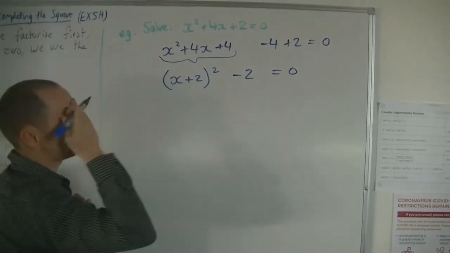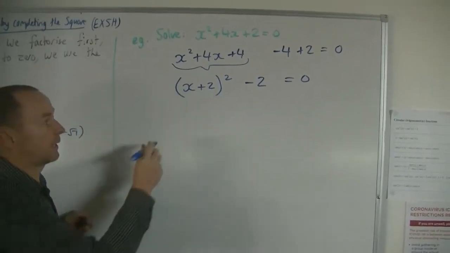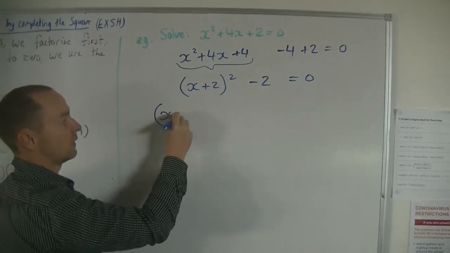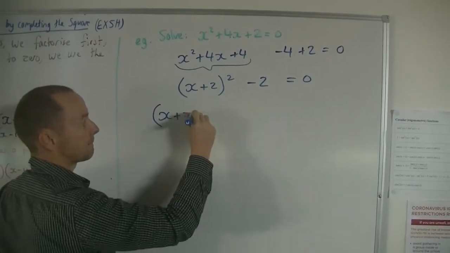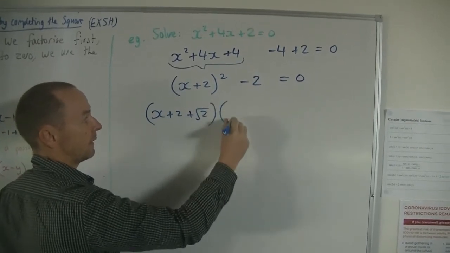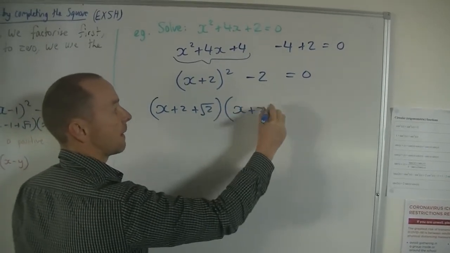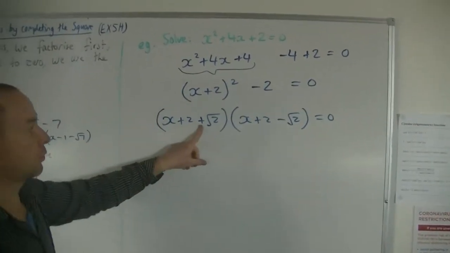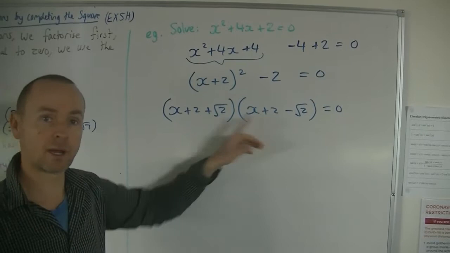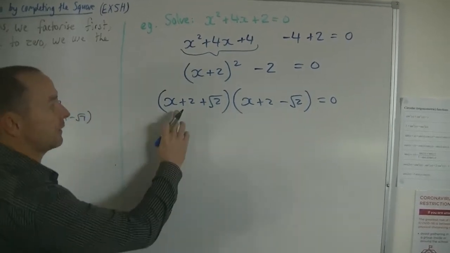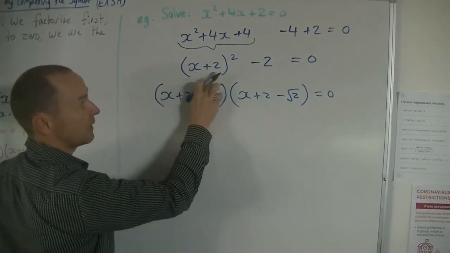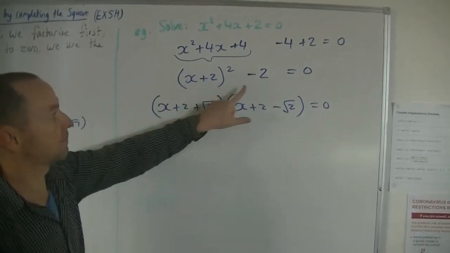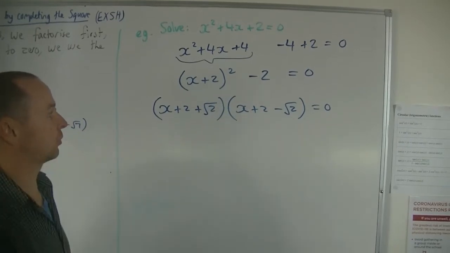And then DOPS is easy. I'm just going to leave it. Hopefully by now you know how to do it. So now we use the null factor law. So it's x plus 2 plus root 2. And the other bracket is x plus 2 minus root 2, and that equals 0. And it doesn't matter which one's plus or minus, I just always do it in that order, but that's fine. But note, it's x plus 2 and x plus 2. It's that bracket. Some people like to put a negative in one of them. Don't. It's that plus root 2, that minus root 2.